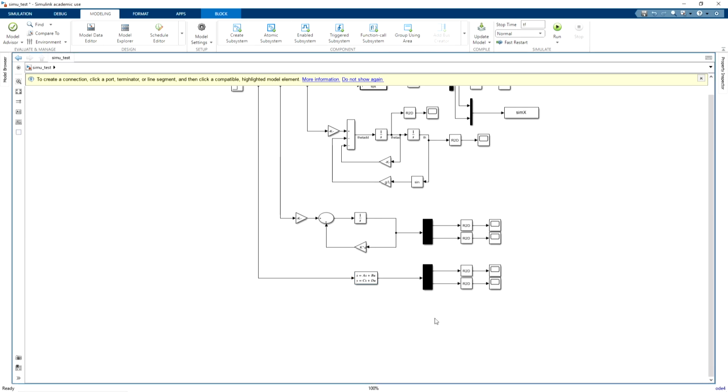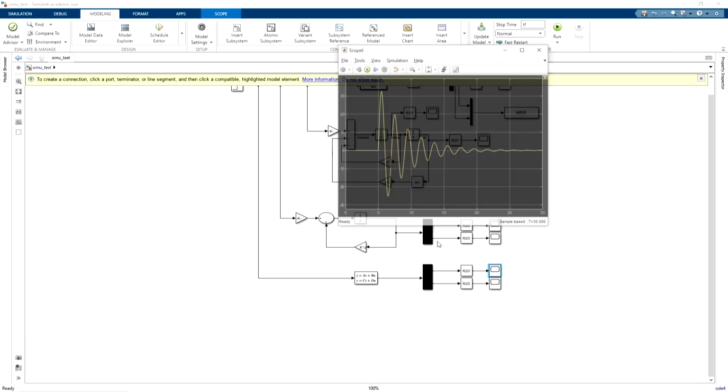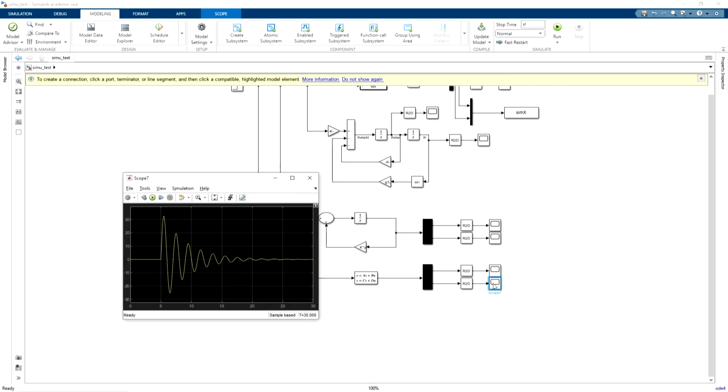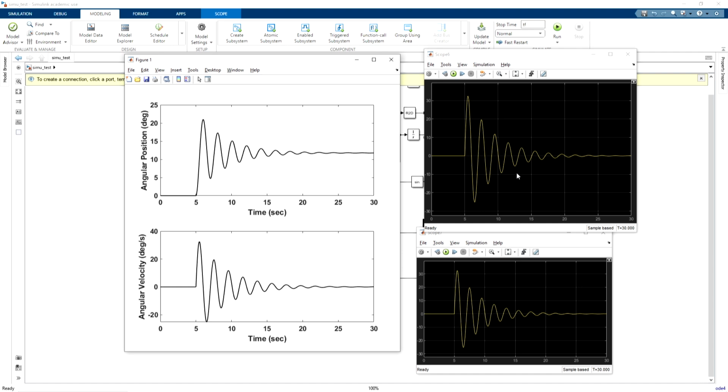I am saving it. Now rerun the code. All right, I didn't close this. All right. Now this is angular position. Now we have angular velocity. Now again we get a similar response.